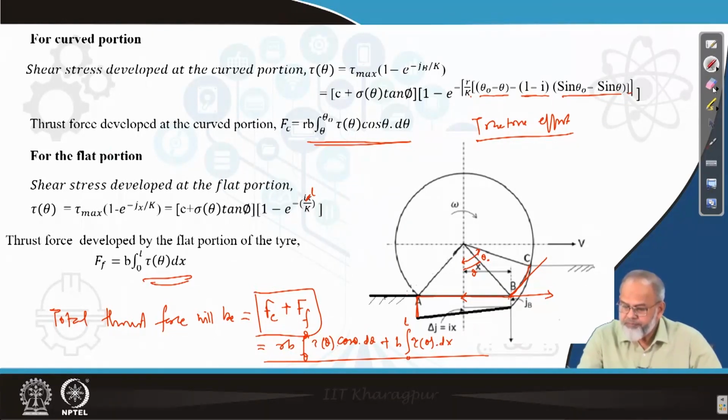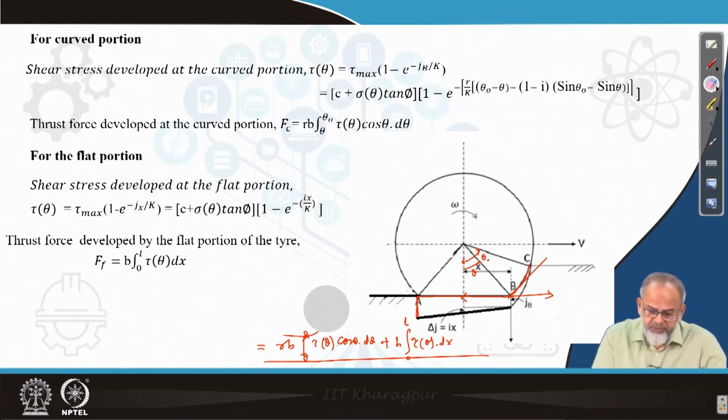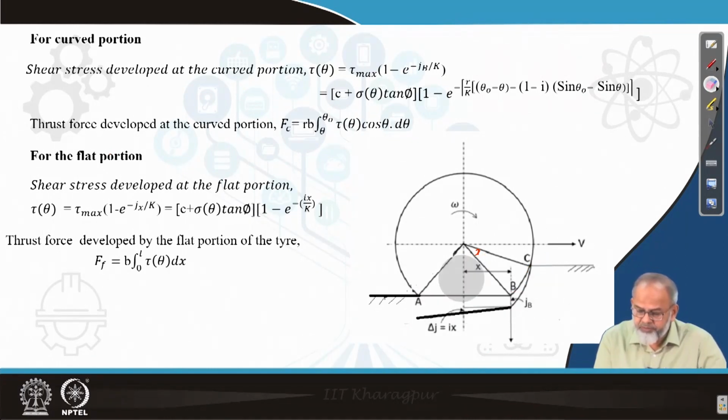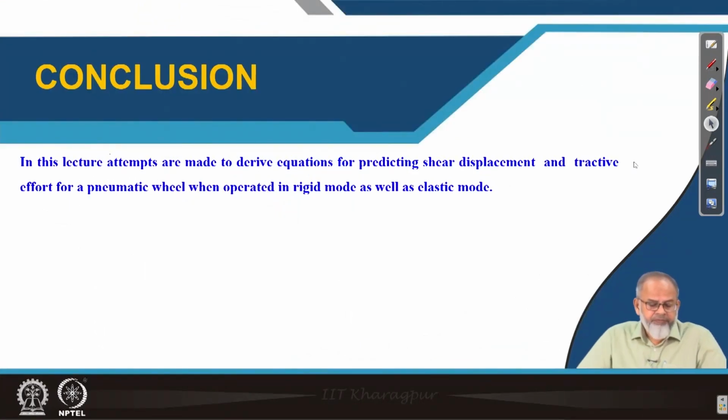So, we need to know the relationship. The important things are that we need to know the relationship and the pressure distribution beneath the curved portion or beneath the flat portion. Then only will we be in a position to carry out this integration. Okay. I hope I have clarified, and I have made an attempt to clarify all these things, and you will be in a position to derive equations for predicting shear displacement, and from there we can find the tractive effort of a pneumatic wheel. Thank you.